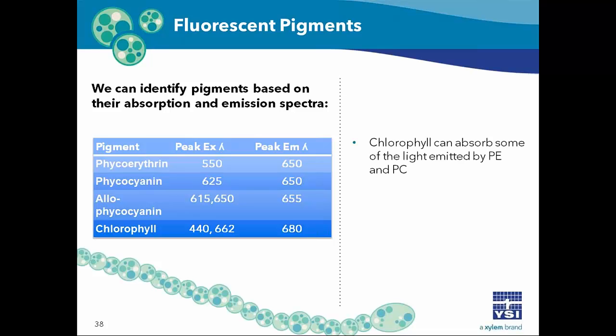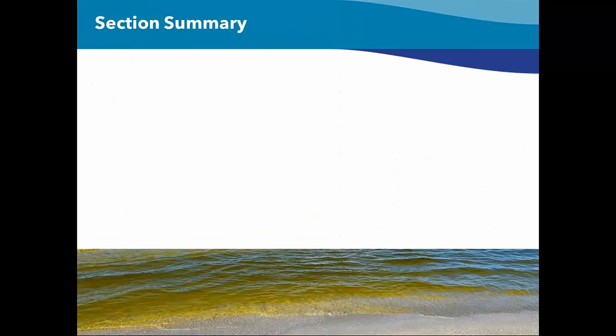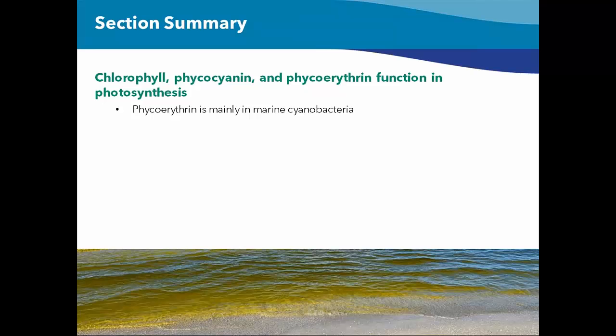Chlorophyll can actually absorb some of the light that's going to be emitted by phycoerythrin and phycocyanin. That's why we call phycoerythrin and phycocyanin accessory pigments sometimes. Sensors measure that emitted light, and the big advantage of using fluorescence for detection is that it's super, super sensitive, and it's very specific for the specific pigments. That's a huge advantage because usually sensitivity comes at the cost of specificity. So this is an advantage of using fluorescence, and it's really a reason that fluorescence is so widely used.